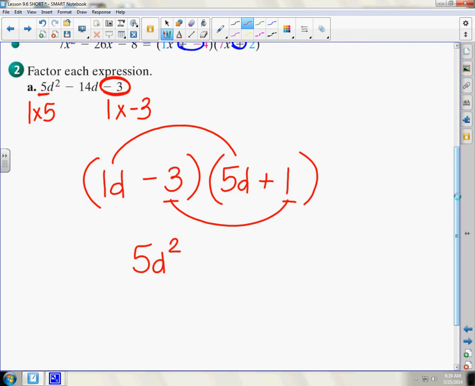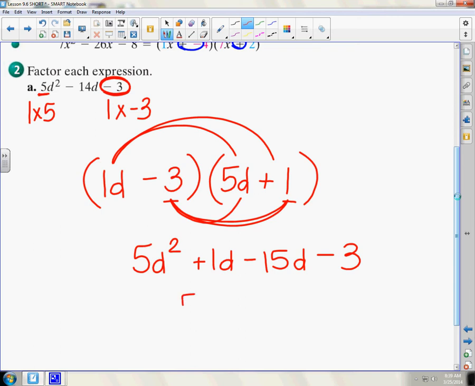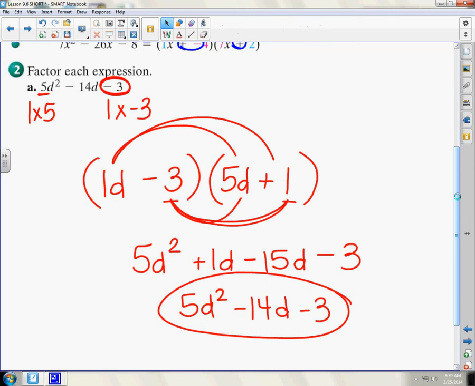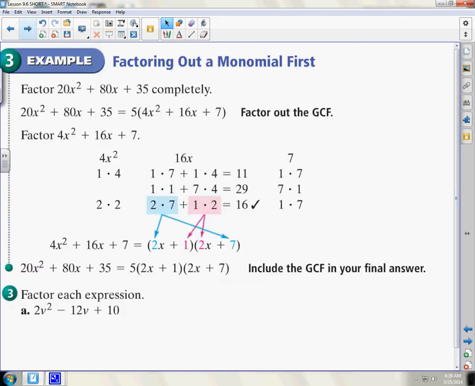So 1d times 5d is 5d squared. 1d times 1 is 1d. Negative 3 times 5 is negative 15d. And then negative 3 times 1 is negative 3. This works because then 1d plus negative 15d gives me my negative 14d minus 3. So sometimes you might have to flip things around and place them in the correct order, trial and error. So there's my answer, and I know it's correct because I double checked it.